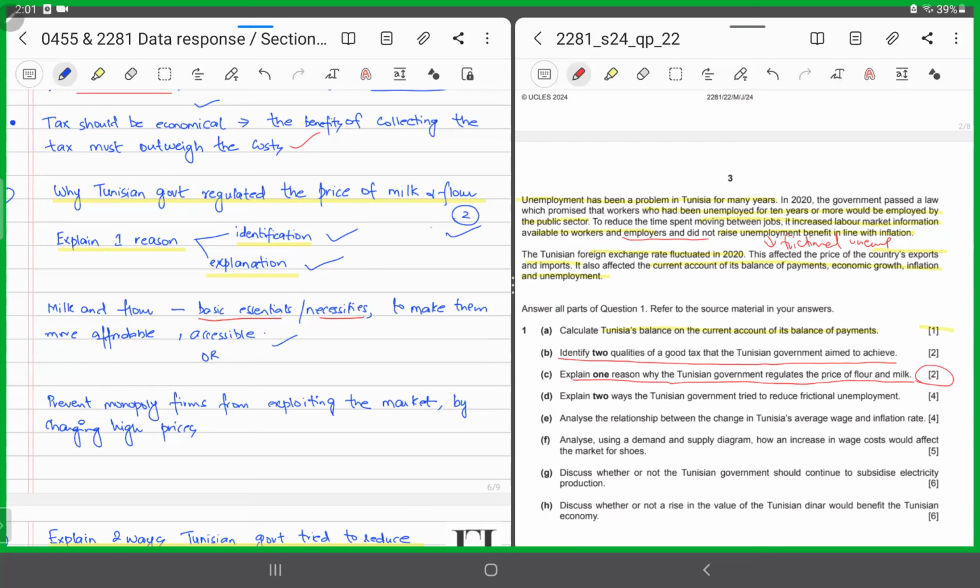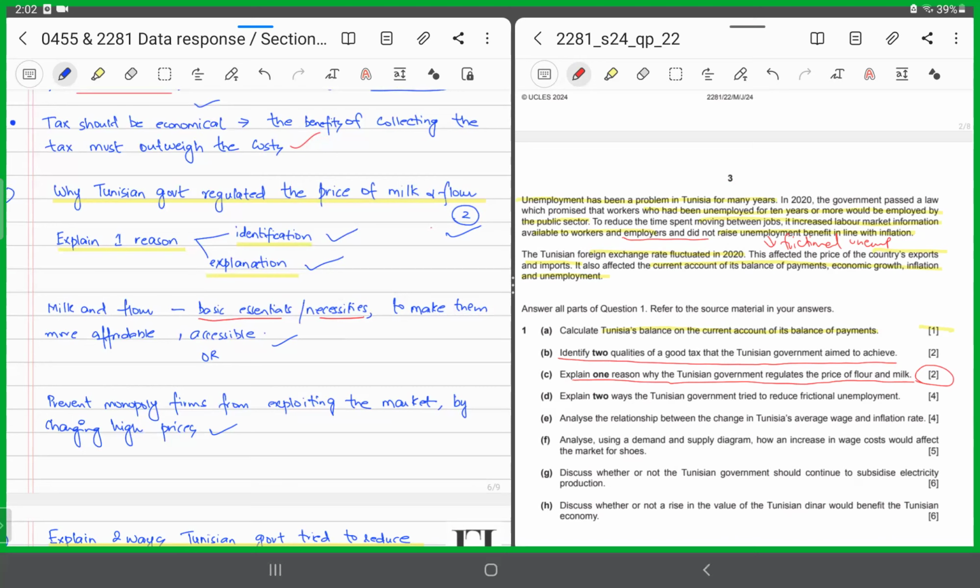Or you could say that in order to prevent the monopoly firms from exploiting the market and in order to stop them from charging higher prices, the government regulated the price of flour and milk. So any one of these 2 reasons, identifying and explaining it will give you full 2 marks. So always reread the question and be careful before you attempt it.